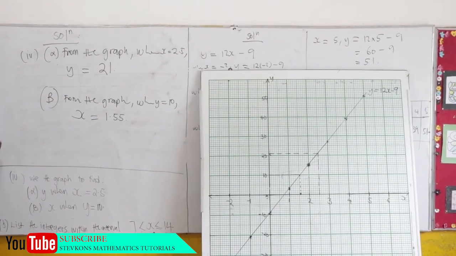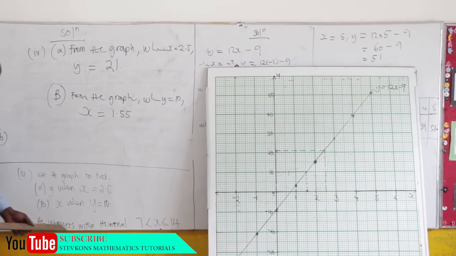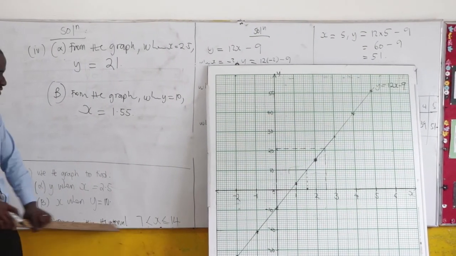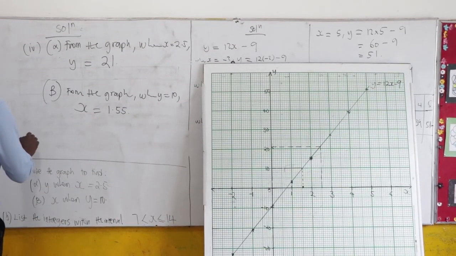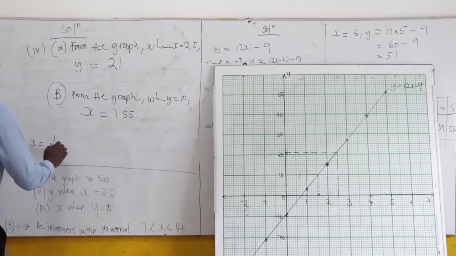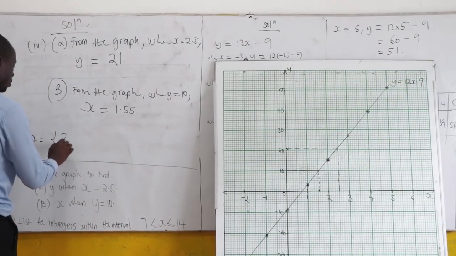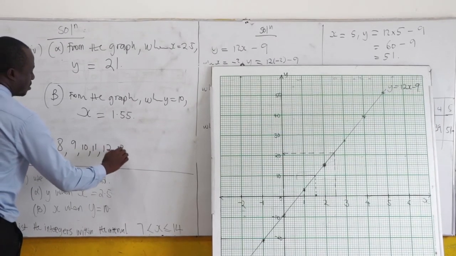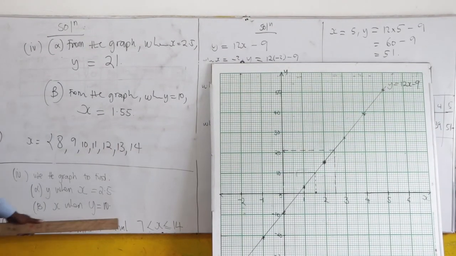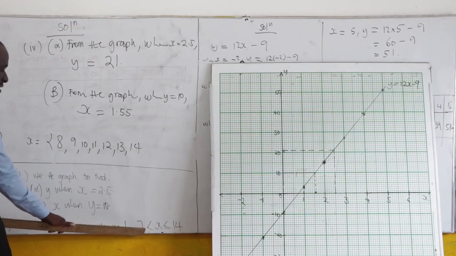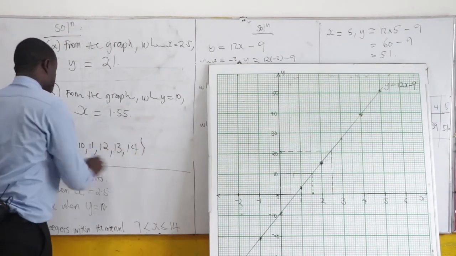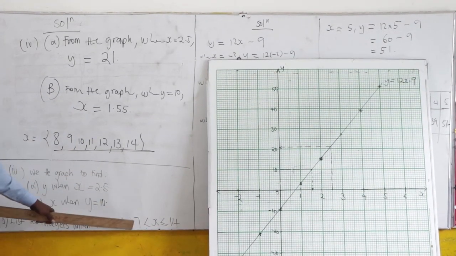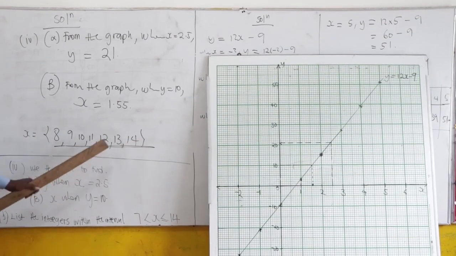Now, let's see the b part. It says we should list the integers within the interval x is greater than 7 and less than or equal to 14. So x is greater than 7, hence the first one will be 8, because it is greater than 7. So 8, 9, 10, 11, 12, 13, 14. 14 is part, since it is less than or equal to 14. These are the integers, whole numbers.